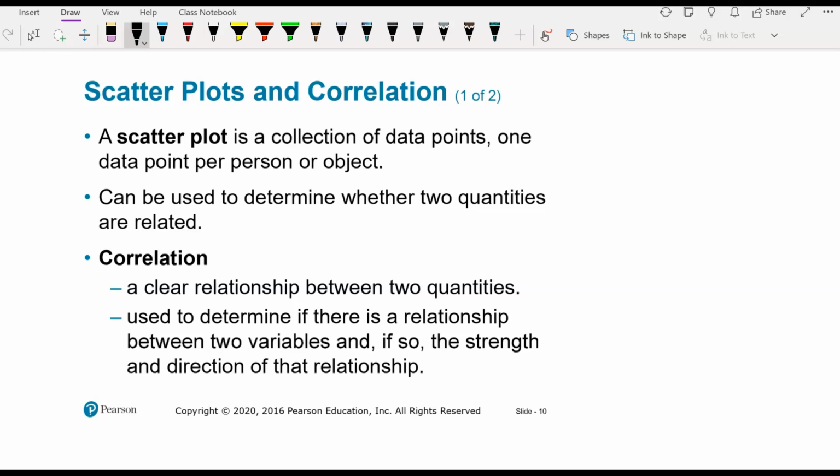All right, scatter plots. So a scatter plot is a collection of data points. One data point per person or object can be used to determine whether two quantities are related. And then correlation is a clear relationship between two quantities and is used to determine if there is a relationship between two variables, and if so, the strength and direction of the relationship.